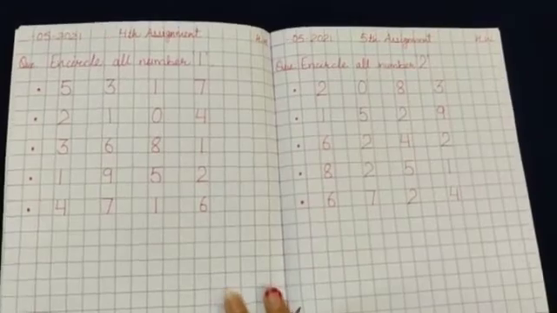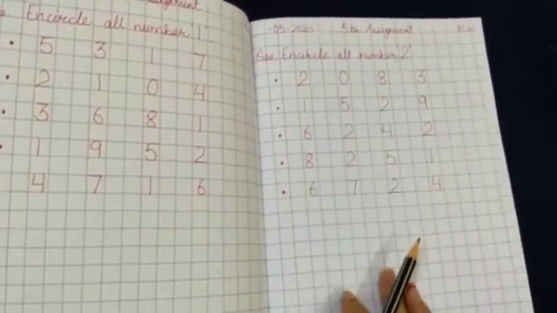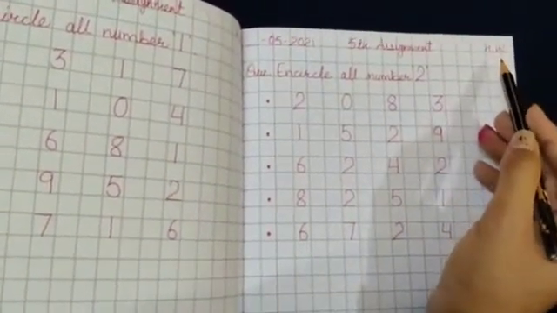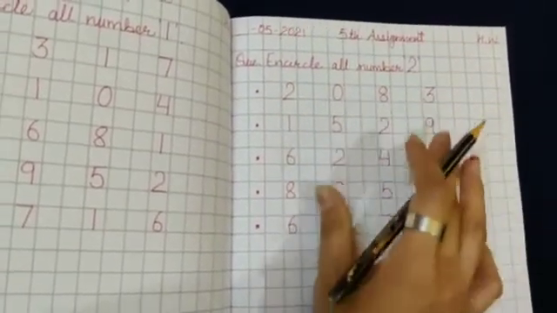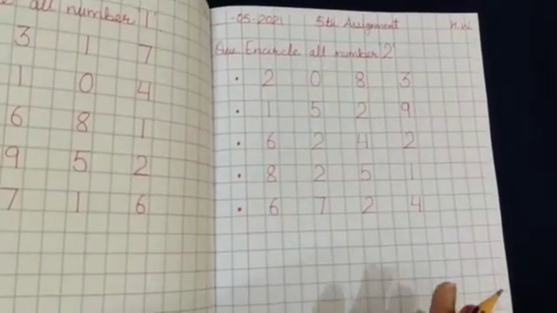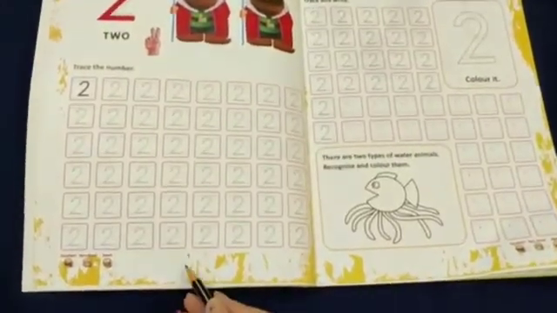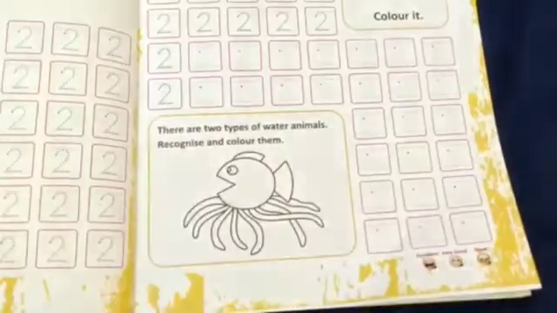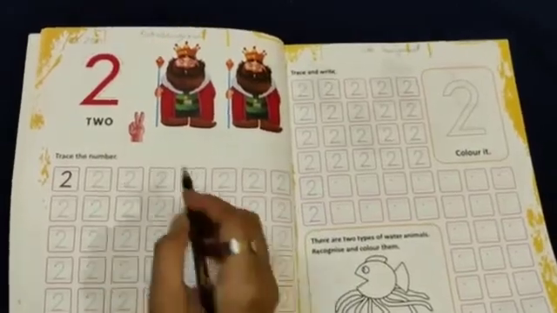So students, this is your 5th assignment. Okay, so first you will write down the date. After that, write homework. Then after that, write and circle all number 2. Okay, here you have to find or recognize number 2 and encircle it. Okay, students, on page number 6 and on page number 7, here you will write number 2.